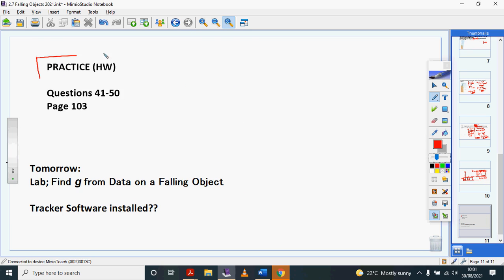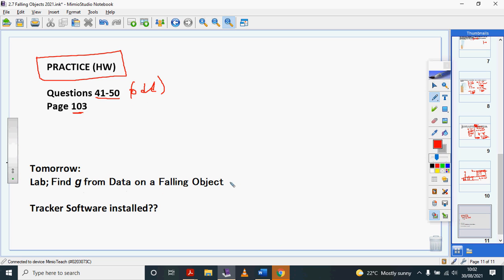Your homework or practice questions, I must feel like I'm giving you too much work, is questions 41 to 50. Let's say odd or even. Let's say odd. 41 to 50 odd. Just a few questions, then page 103.